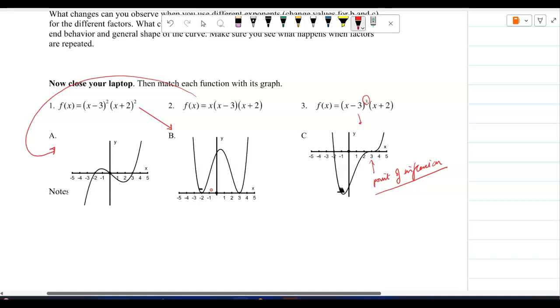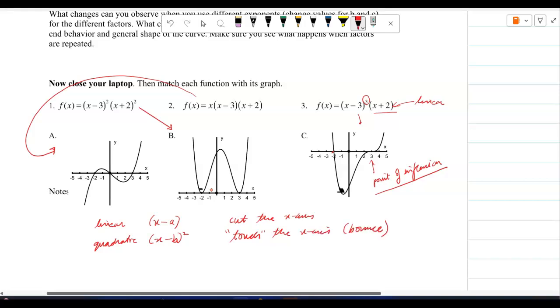So when you have linear, like x minus a, linear will cut the x-axis. Like see, this is linear, so the graph will cut at minus 2. See, it's cutting. Linear will cut. Quadratic: if you have x minus b squared, what will it do? It will bounce, or touch the x-axis. So it will basically bounce if it's a quadratic.